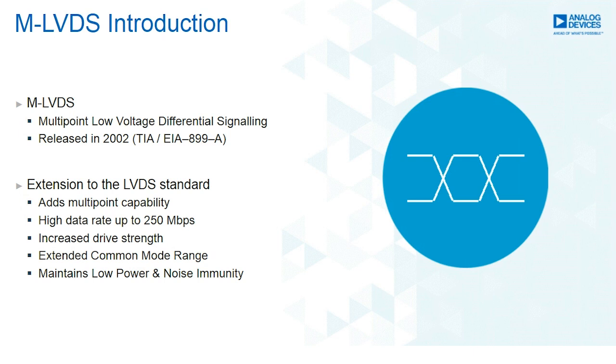It extends the performance of the commonly used LVDS standard to include the capability for multi-point communication. This is done in two ways: by adding an increased drive strength to the transceiver and extending the common mode range. Today's M-LVDS transceivers can support up to 250 megabits per second, with a theoretical max in the standard of up to 500 megabits per second. It's also a relatively low power interface and maintains the strong noise immunity of LVDS technology.